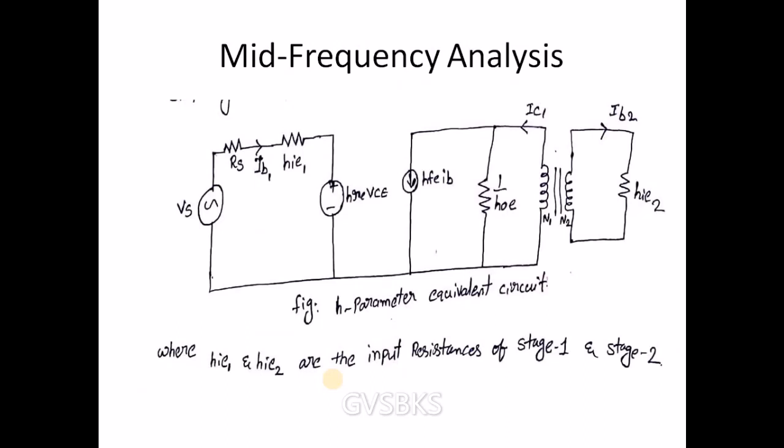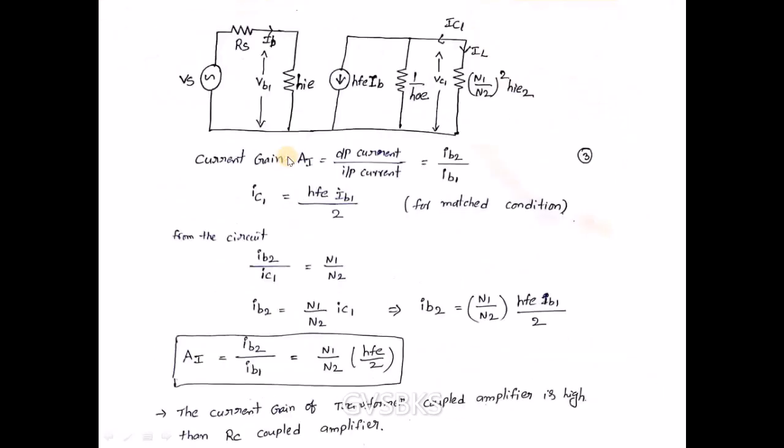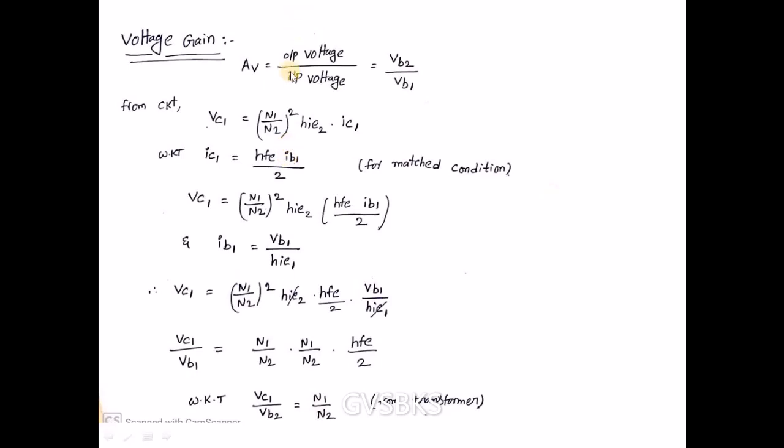Similarly, if you want to calculate the voltage gain, we have to calculate output voltage divided by input voltage. Here VB2 is the voltage across the second stage input. Here VB2 is the output voltage and VB1 is the input voltage for the transistor amplifier. So that's why we have written the voltage gain is a ratio of output voltage to input voltage, which is equal to VB2 divided by VB1.